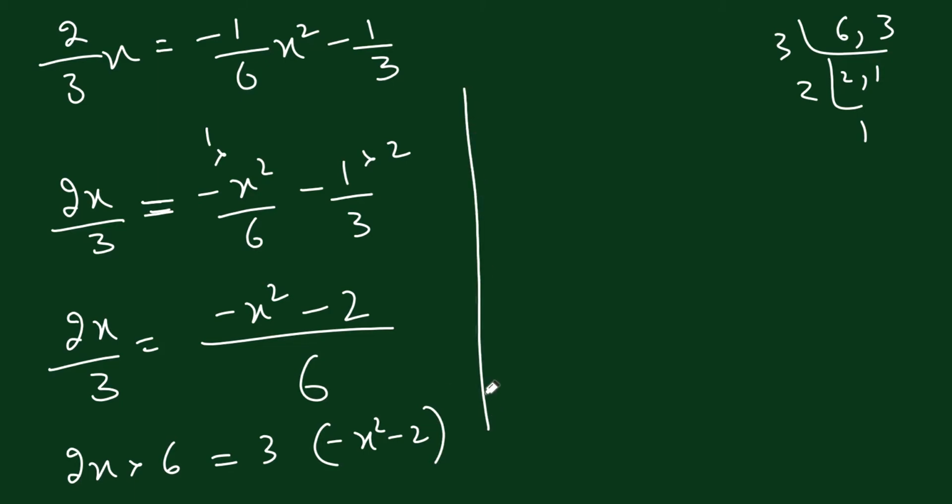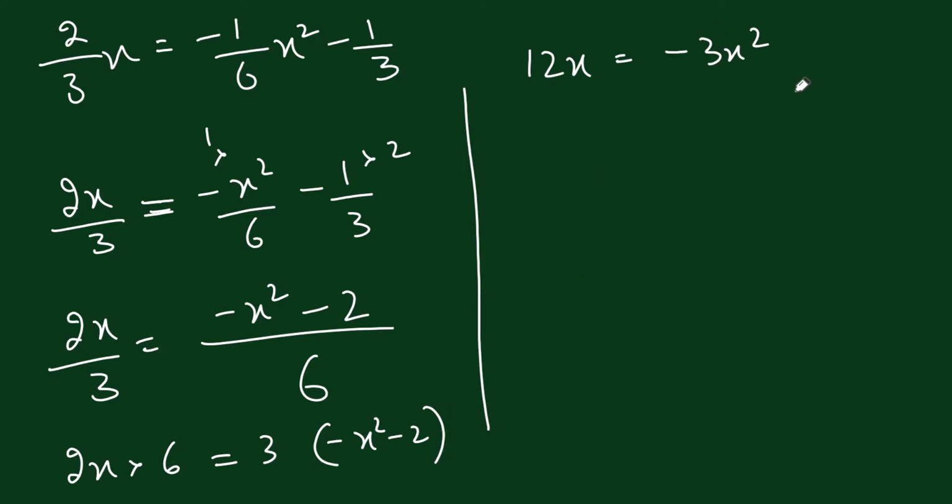So it's 2 into 6, 12x is equal to 3 into x square minus 3x square. 3 into minus 2 is minus 6. Now still it's not in standard form, but it almost looks like that.